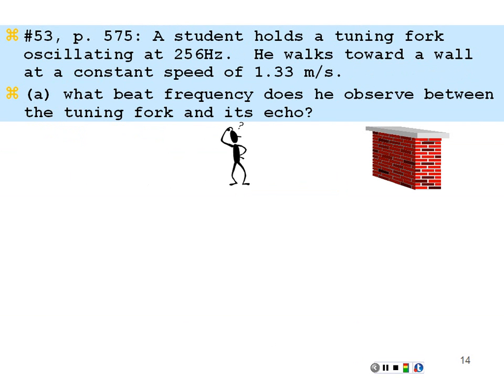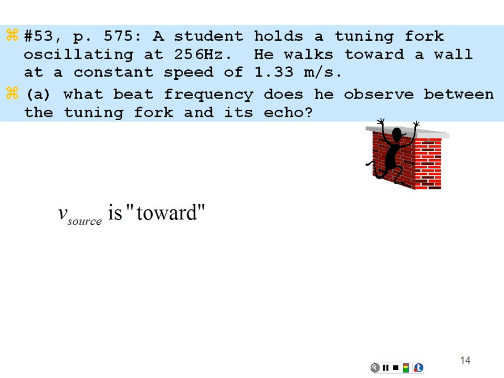Here's another problem. A student holds a tuning fork oscillating at 256 hertz. He walks toward a wall at a constant speed of 1.33 meters per second. What beat frequency does he observe between the tuning fork and its echo? Well, we need to use the Doppler equation for this. In this case, the velocity of the source is toward the wall.